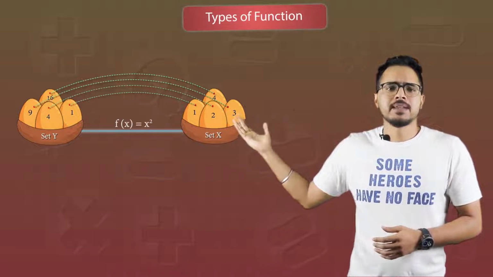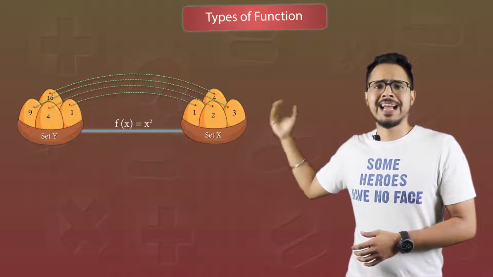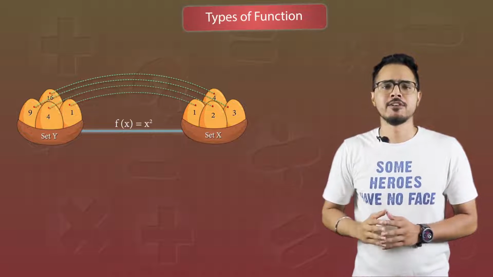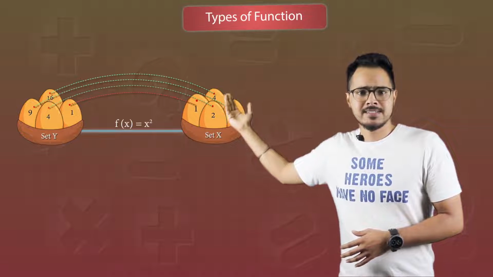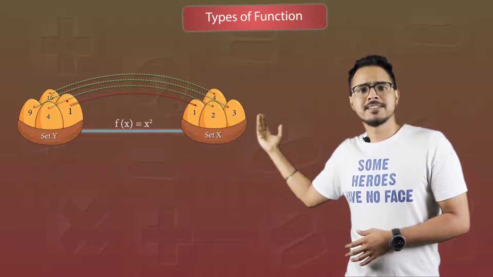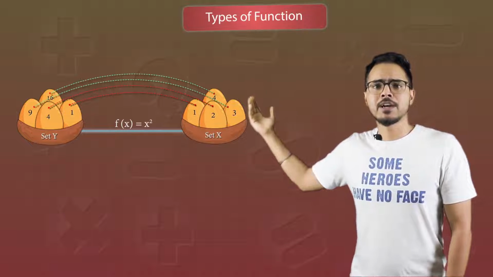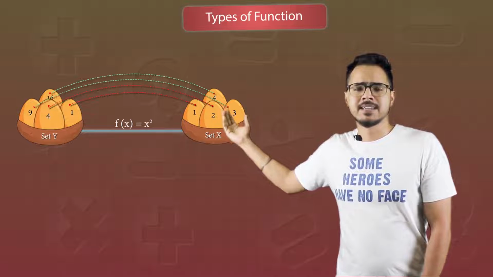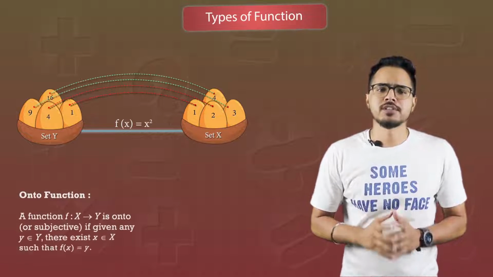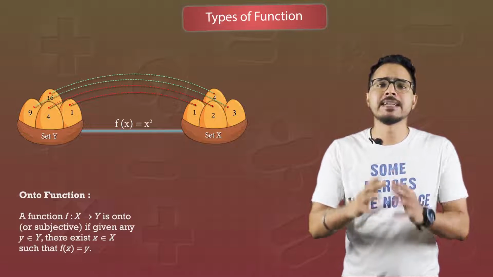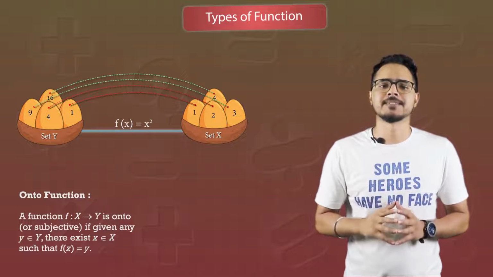If we observe the mapping, we'll see that every element in set y is linked with at least one element in set x. For example, the number 1 in set x is mapped with number 1 in set y. The number 2 in set x is mapped onto the number 4 in set y, and so on. Such kind of functions are known as onto functions, in which every element of set y is linked with at least one element in set x.